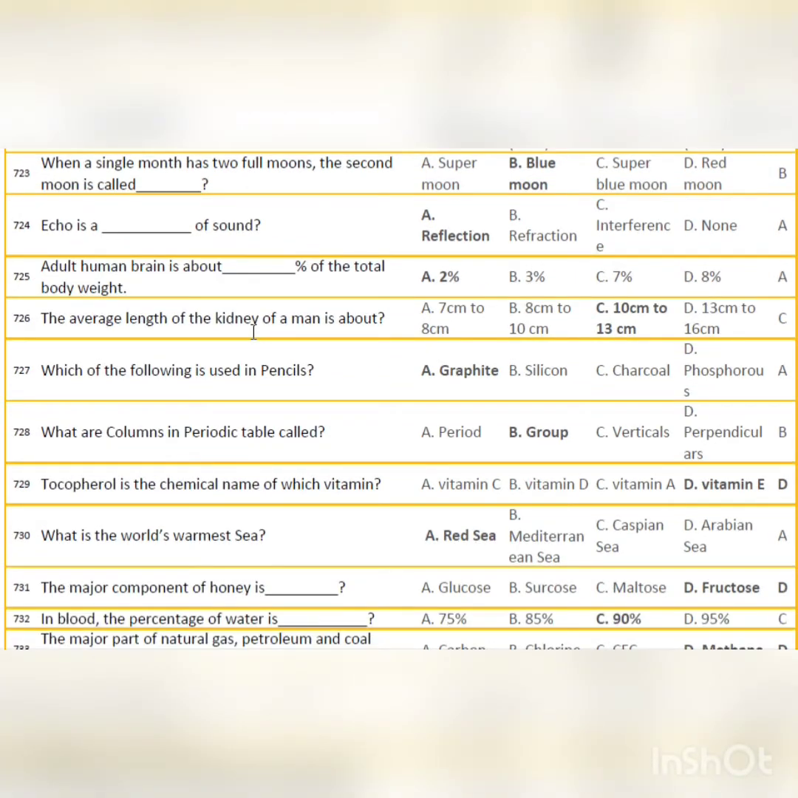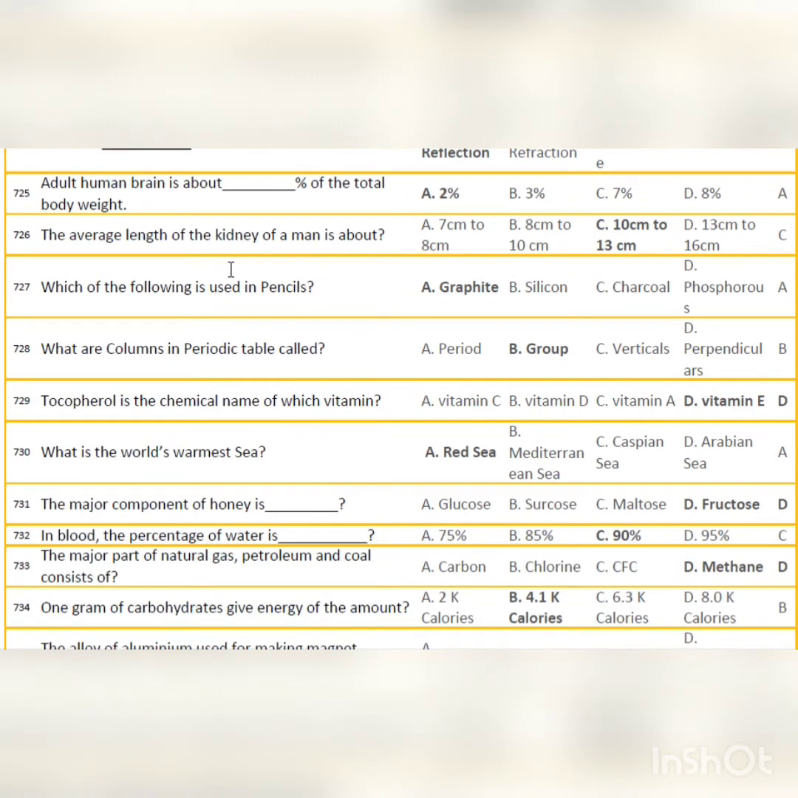BCG vaccine is used to protect against A. whooping cough, B. tuberculosis, C. yellow fever, D. smallpox. Answer is B. Tuberculosis.